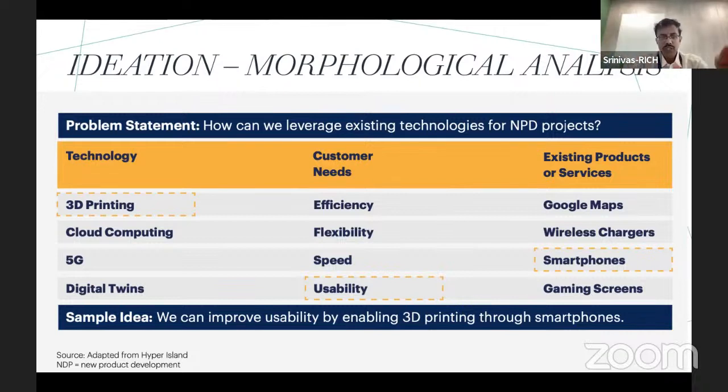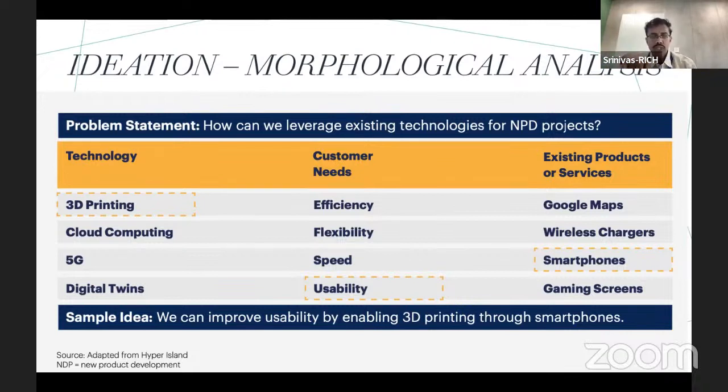So now you identify what are the technology advancements: 3D printing, cloud computing, 5G, digital twins. These are all the things which are happening today. What is the consumer expectation? Consumer expectation is they're looking at speed, efficiency, usability, right? And where are the existing products today, right? The existing products and services, Google Maps is there, smartphones are there. These are the existing services and products.